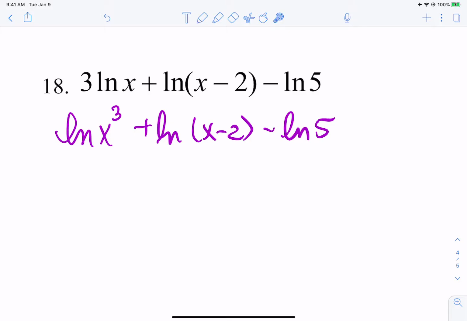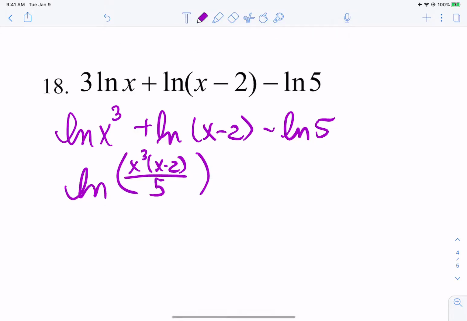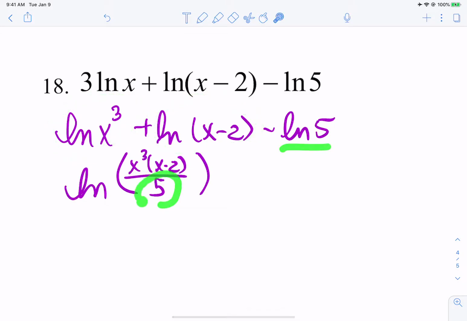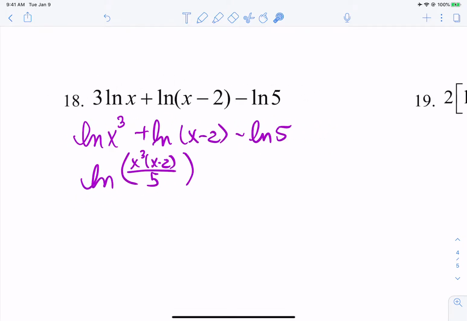Now we're going to look at the signs. Everything that is positive is going to go into the top of our fraction and multiply. Everything that is negative is going to go in the bottom of our fraction. And so this is going to be the natural log of x cubed times x minus 2 over 5. So you'll notice all of the positive pieces are in the top. All of our negative pieces are in the bottom. Any question about 18?